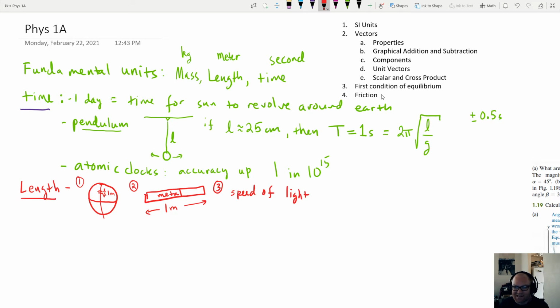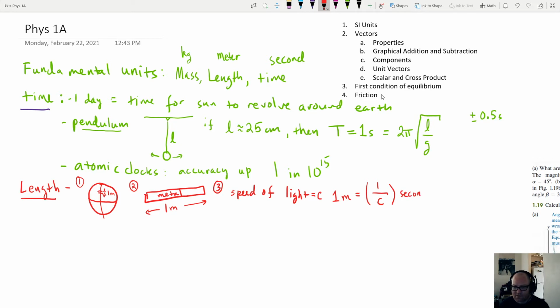You basically just say it's the distance that light travels in 1 over the speed of light seconds, right? So 1 meter is equal to, here, let me put it. We define the speed of light to be c, right? So just to keep this simple, 1 meter is basically then equal to 1 over c seconds.